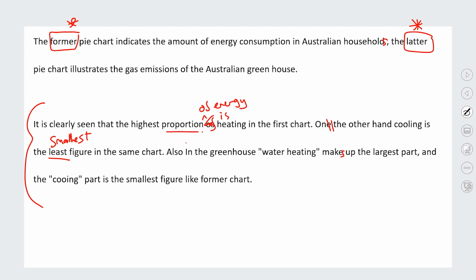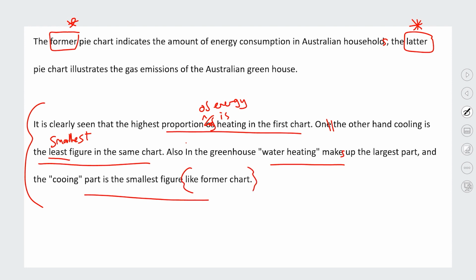The highest proportion is heating in the first chart. Cooling is the smallest. On the other chart, water heating is the largest. Cooling is the smallest figure. They've tried to do a little bit like the former chart, but it's not a very good or clear comparison. In a good overview, you should be giving me a general sense about the overall trends of the information.